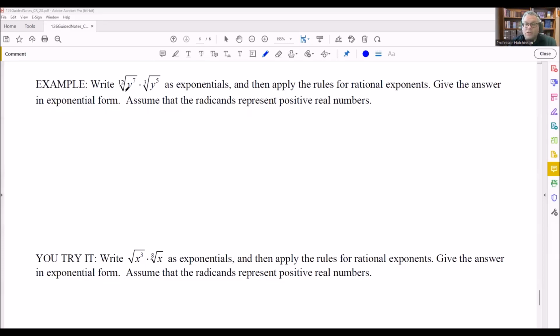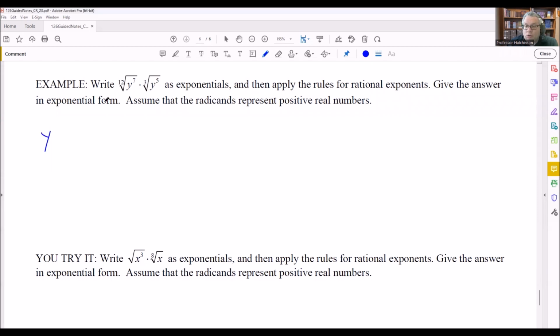We want to write this that's in radical form. We want to write it as exponentials and apply the rules for rational exponents, give the answer in exponential form. First thing we want to do then is change these from the radical form into exponential form. Now, the way that we do this is we take the inside power divided by the index.